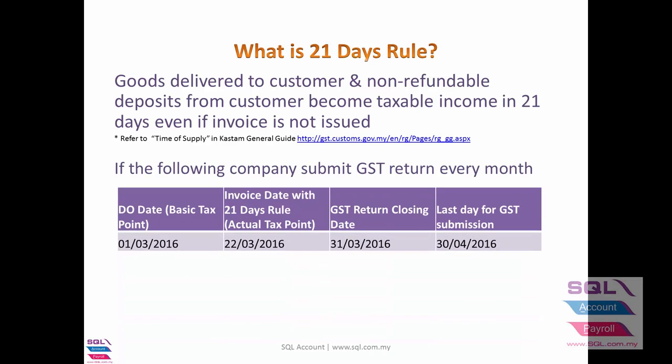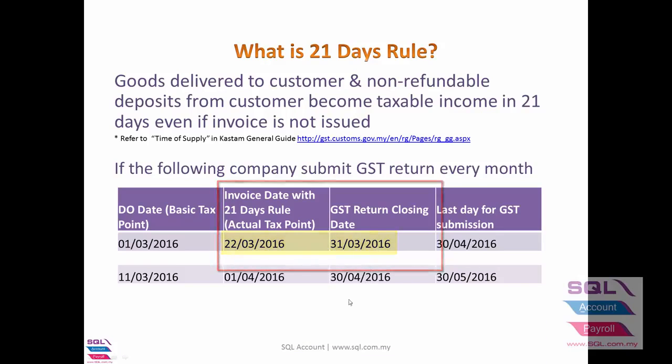The first scenario is a simple, straightforward one. The DO is issued on the 1st of March and this will be referred to by customs as the basic tax point. Exactly 21 days later, an invoice is issued on the 22nd of March. Invoice in March, GST return in March.